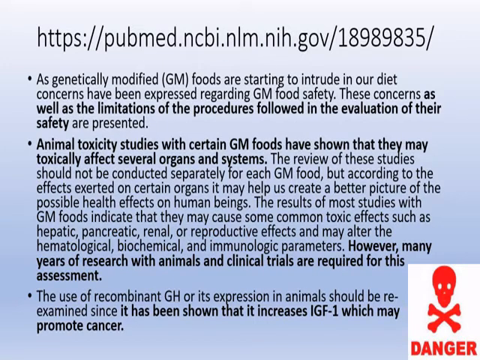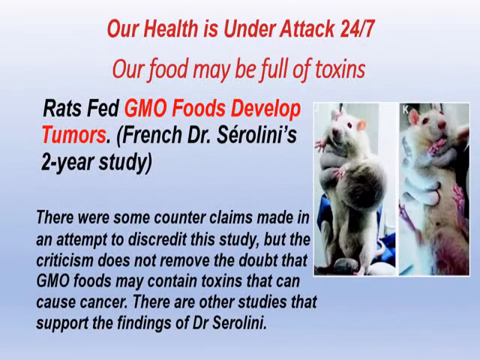The use of recombinant GH or expression in animals can also lead to problems. It's been shown that it increases IGF-1, which may promote cancer. Dr. Cerulini, in a 2-year study, showed that GMO foods can develop tumors. Like the one rat has got breast cancer, the other one has got testicular cancer.